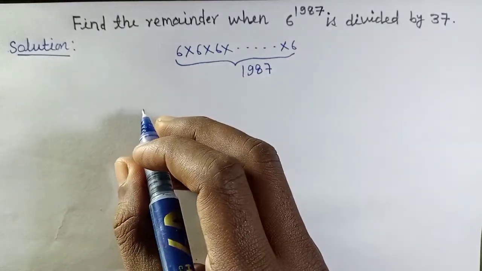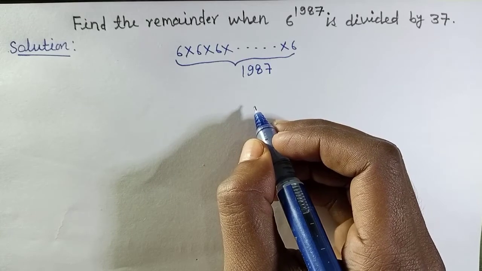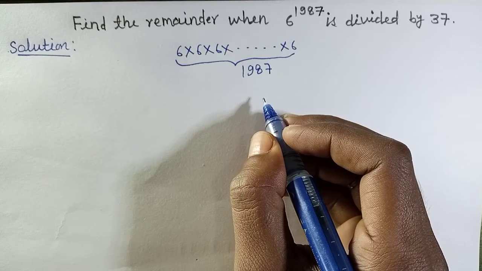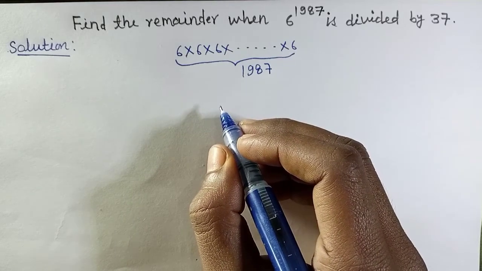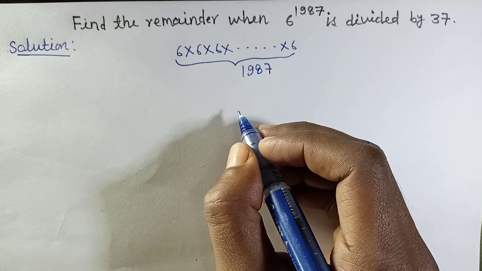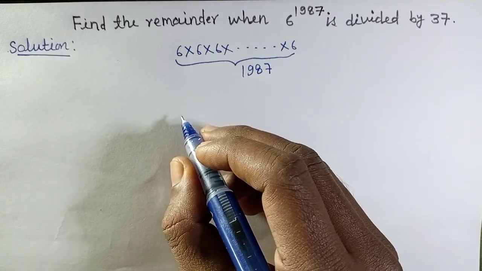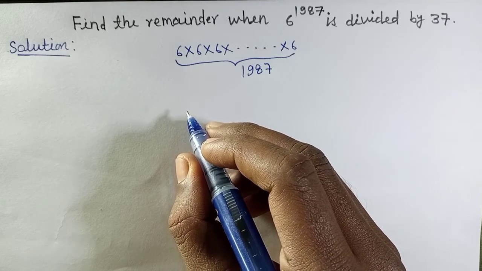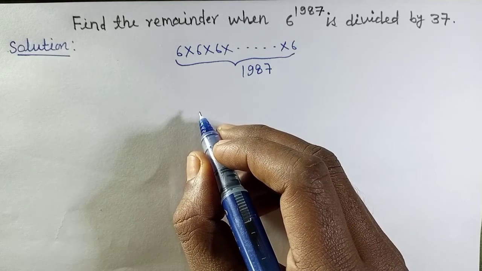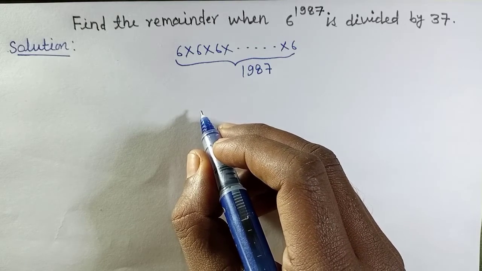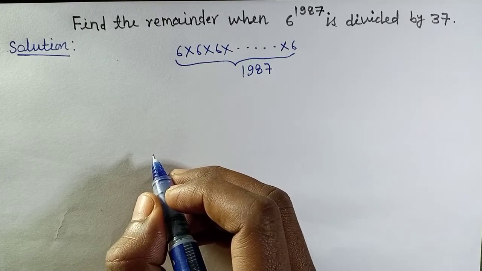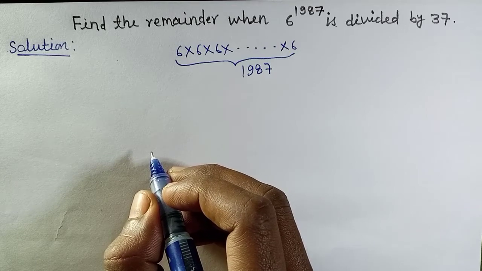But it is a time consuming and very lengthy process. So we will solve it here with the help of modular arithmetic. In solving this type of problem, we will always try to find a +1 or -1 remainder if possible. So now let's solve this problem.